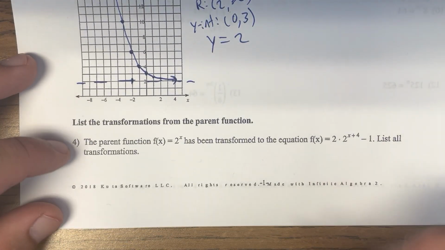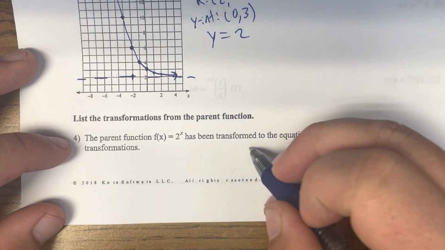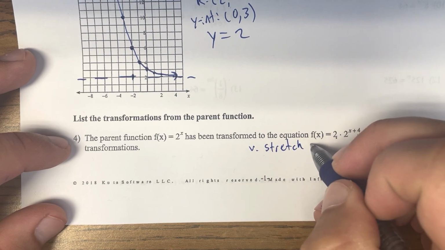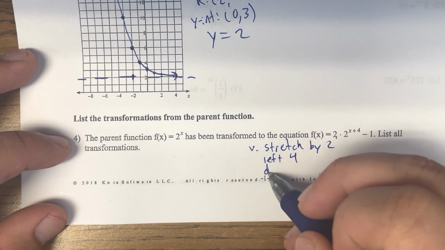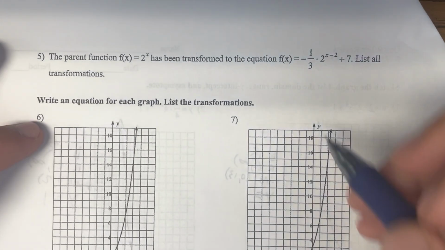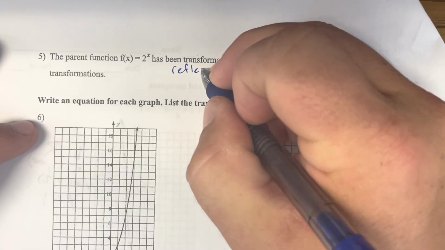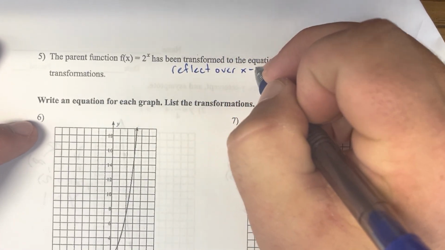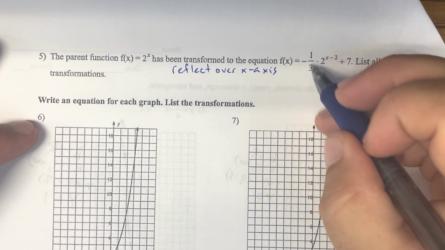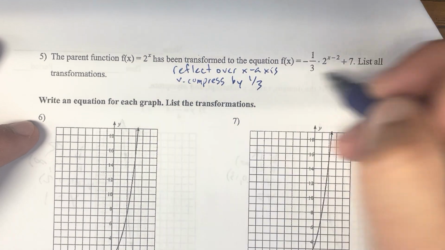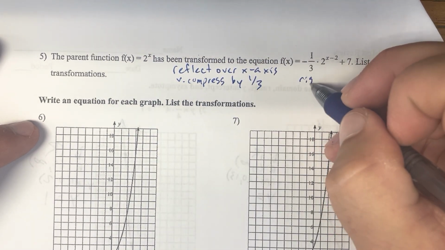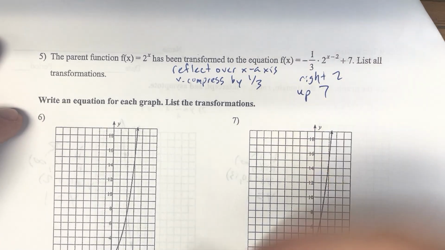And then we're going to list all of my transformations. On this one, the 2 is going to be a vertical stretch by 2. We're going to the left 4. And we're going down 1. Now we're going to have to reflect over the x-axis because of that negative. We're going to be a vertical compress. We're going to be going to the right 2 and up 7.